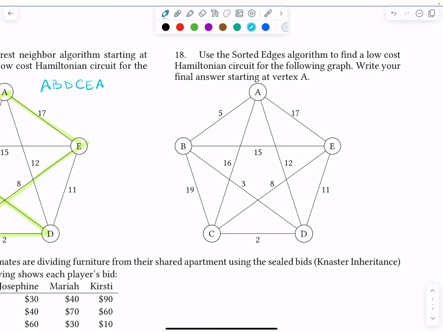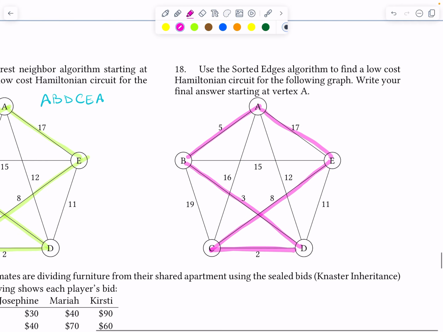Next one is sorted edges algorithm. So to do this, we start with the cheapest. Then we're going to do the next cheapest. And then the next cheapest from there. And then the next cheapest from there. And then we're pretty much done, aren't we? Because they're forced to use this edge right there. And it looks like it's the same. You ended up with exactly the same circuit.